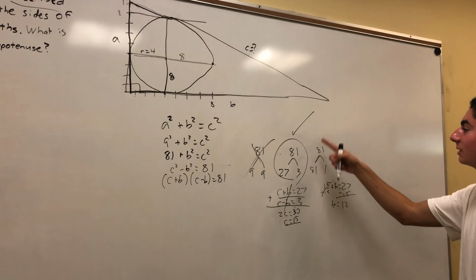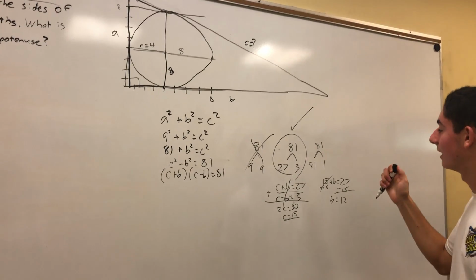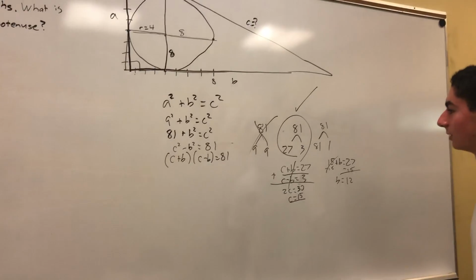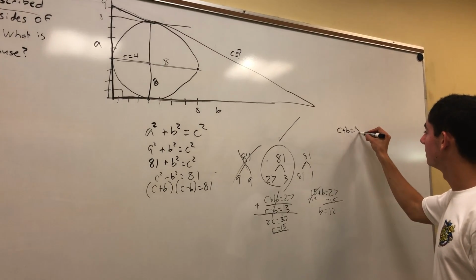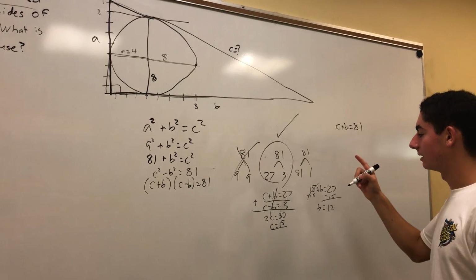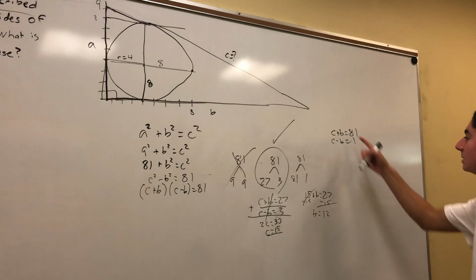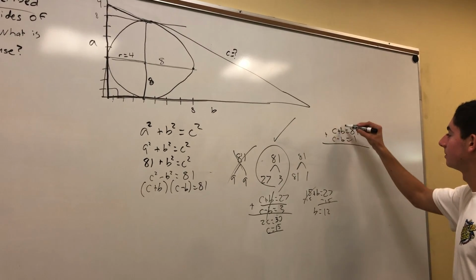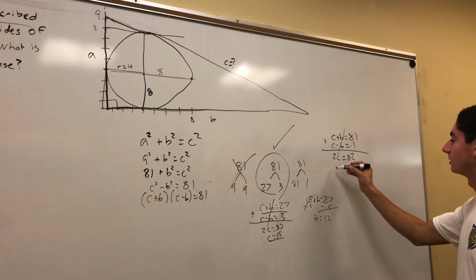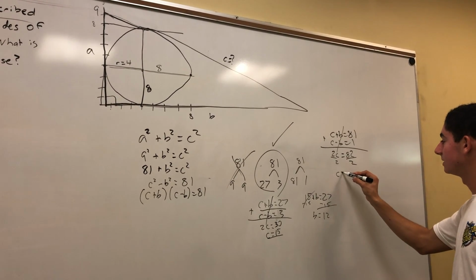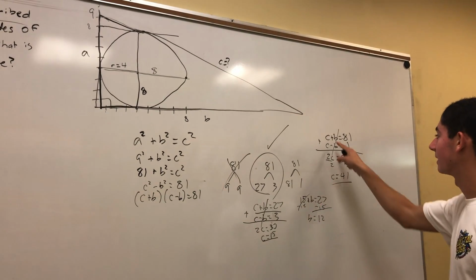Here's the last option. And if this works, this will be the answer because this is the highest number. So how can we get 81 and 1? Let's do the same process here. We'll say C plus B equals 81, and then C minus B equals 1. Same process, elimination. So let's add them up. Cross that out. 2C equals 82. Divide by 2 on both sides. C equals 41.